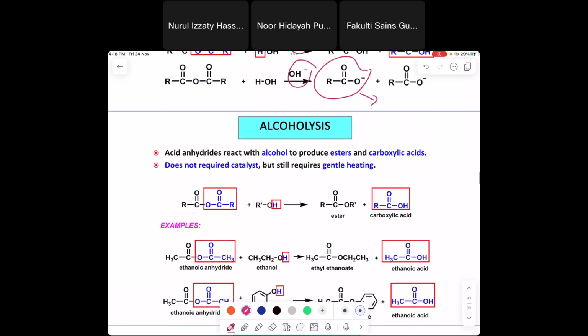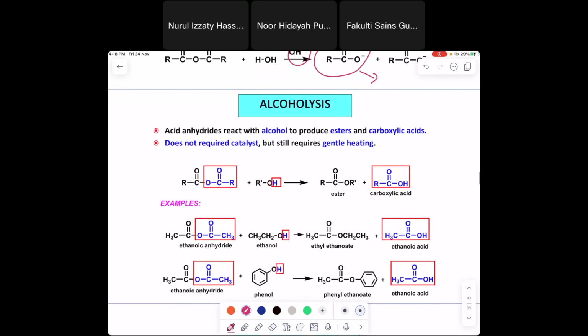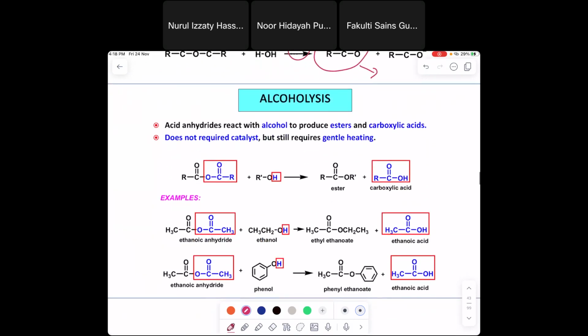Okay, so this is alcoholysis, the second reaction of acid anhydride to make an ester. Okay, so to make an ester kita tak perlu pun require a catalyst, sebab the anhydride itself is actually quite reactive to undergo this reaction. So what we're going to produce, we're going to produce an ester. Just a gentle heating lah, kita letak sikit reflux kat sini.